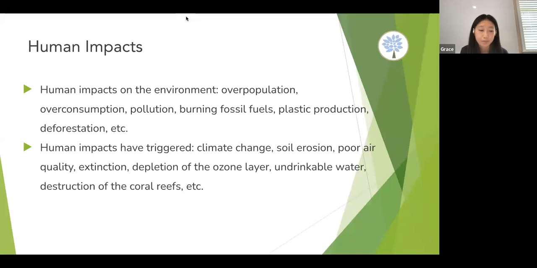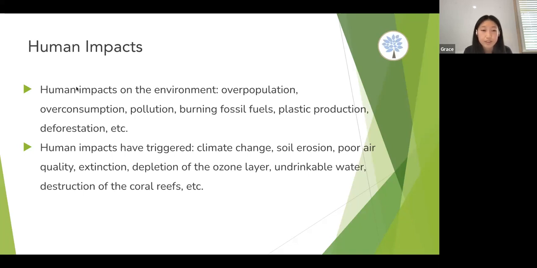Now we're going to take a look at human impacts. So basically, humans are going to be impacting the environment in many ways. One of them is overpopulation and overconsumption, pollution, burning fossil fuels, and plastic production, deforestation, etc. So the humans are going to be, for the most part, unfortunately, impacting the environment in negative ways.